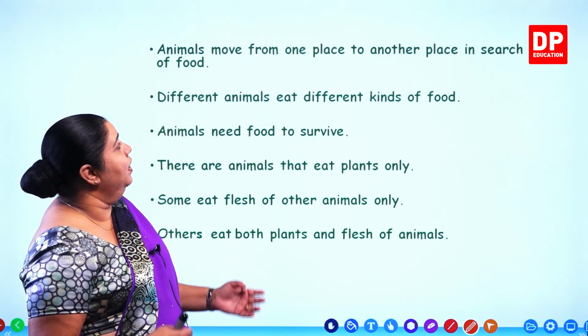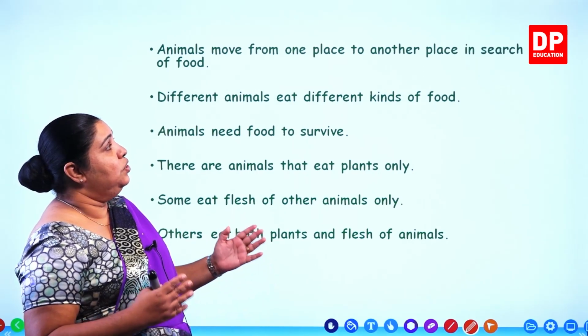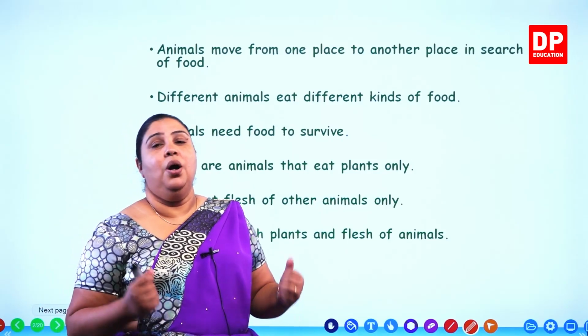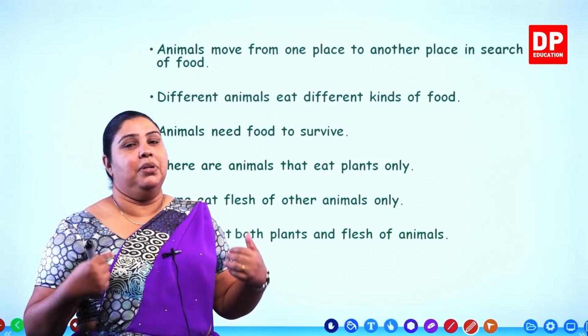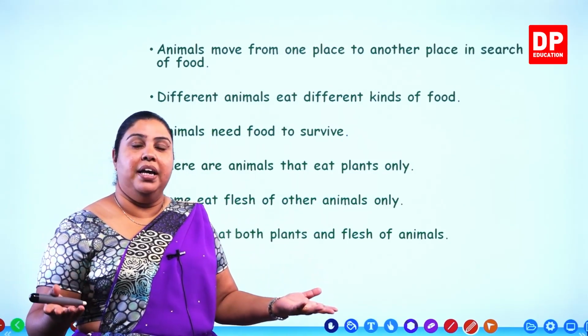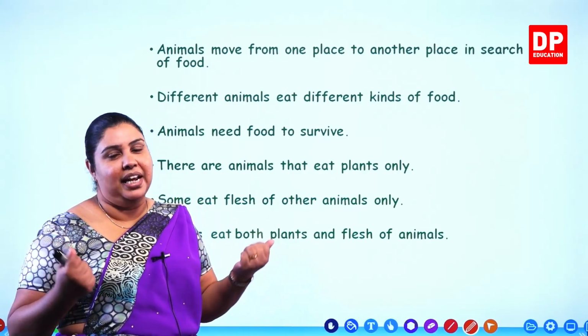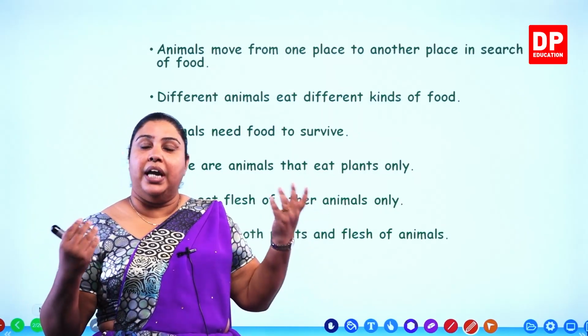Animals move from one place to another place in search of food. Now, how do we eat? Sometimes we go to a shop and we buy, maybe if we want to eat short eats or anything like that, we will go and buy it and eat. And sometimes we cook at home and eat.